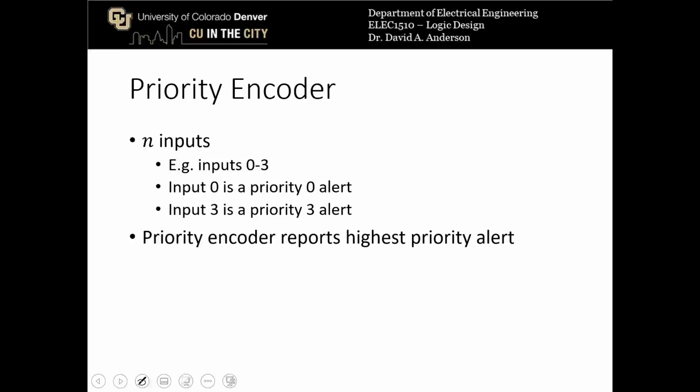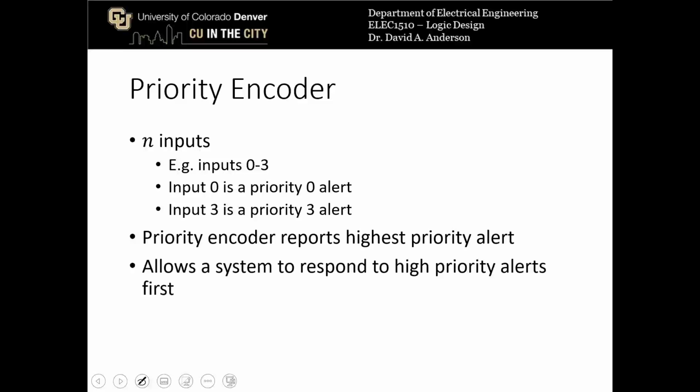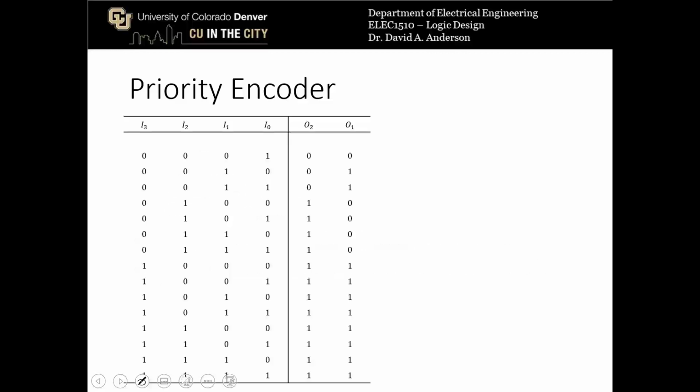What the priority encoder reports at its output is the highest priority alert that has arrived. So if inputs 0, 1, 2, and 3 are all active, it's only going to report out priority 3. As soon as the system takes care of that priority, it will move on to the less urgent priorities. So it's always going to report the highest priority alert that's available. By doing this, you allow the system to respond to the highest priority alerts first. So basically, a priority encoder with 4 inputs has a truth table that looks like this.